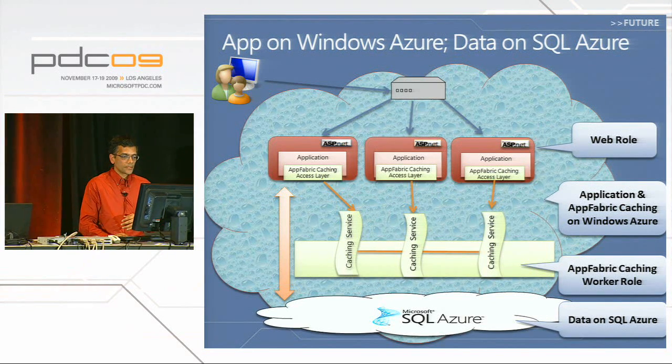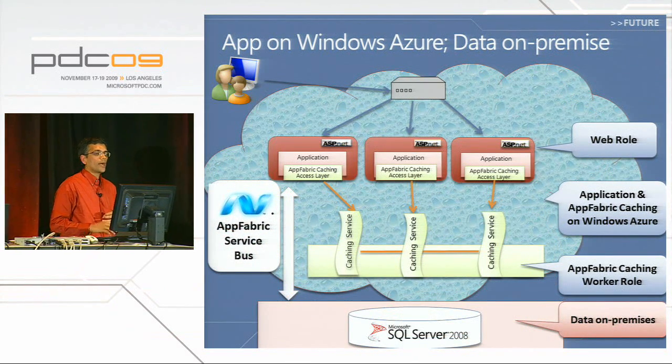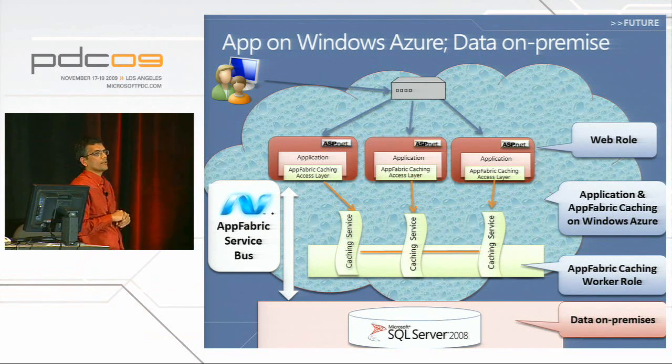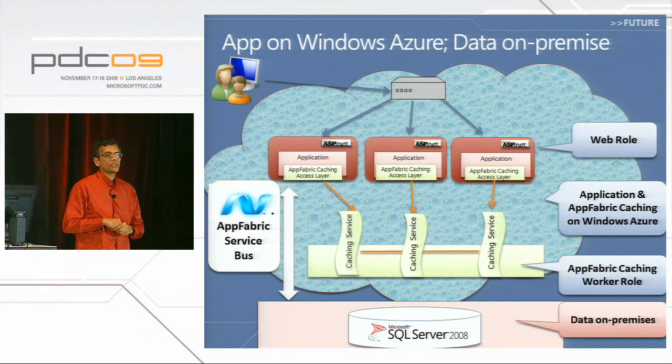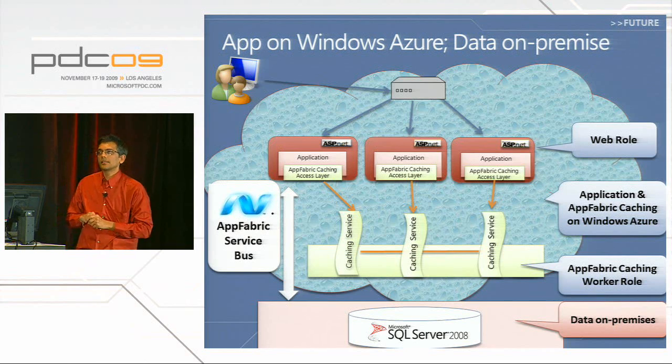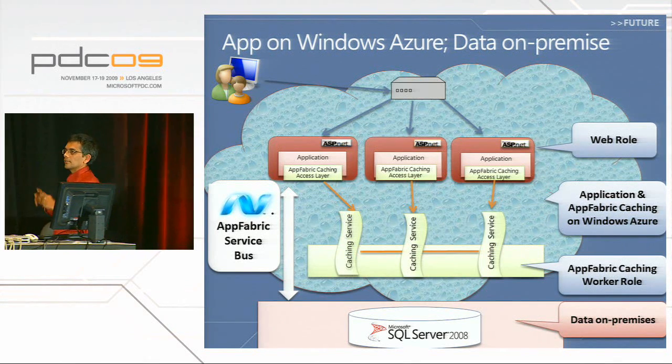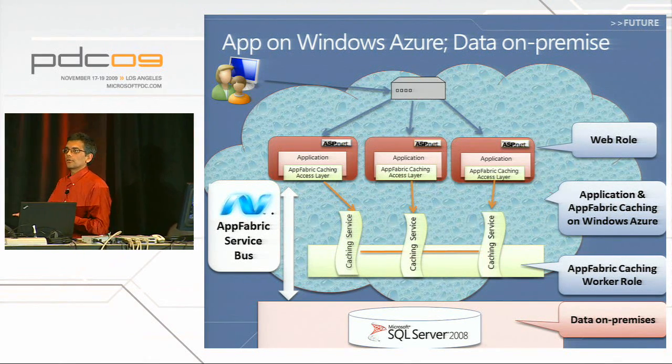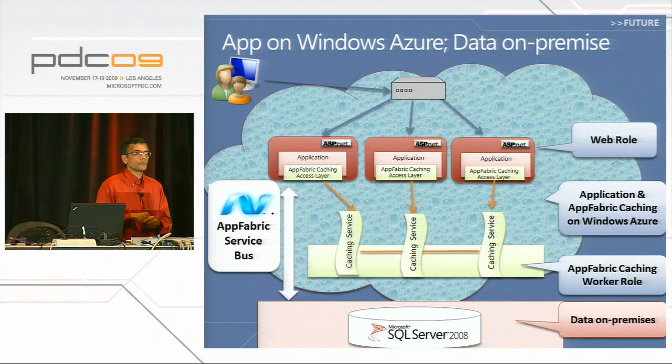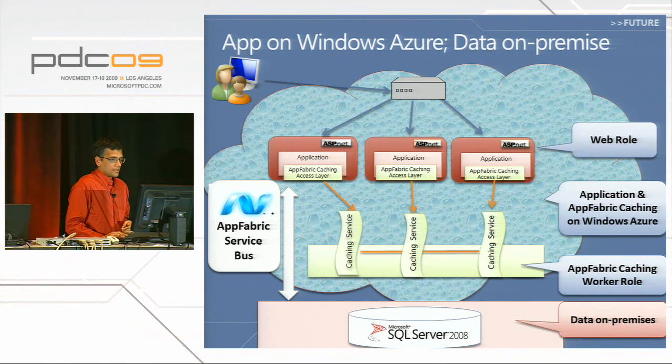And the final case is where you have the app alone running on Azure, whereas your database is local on-premise connecting through Service Bus. Clearly, it's again brain dead that you do need a cache there. It's going to take you several orders of magnitude performance difference.